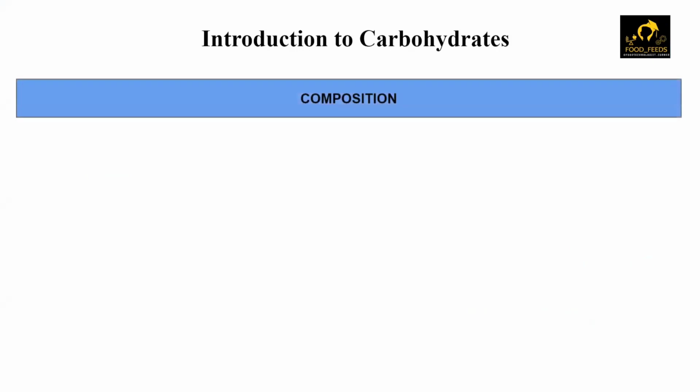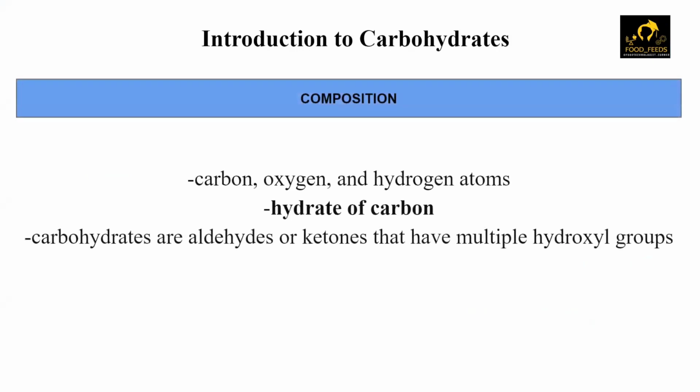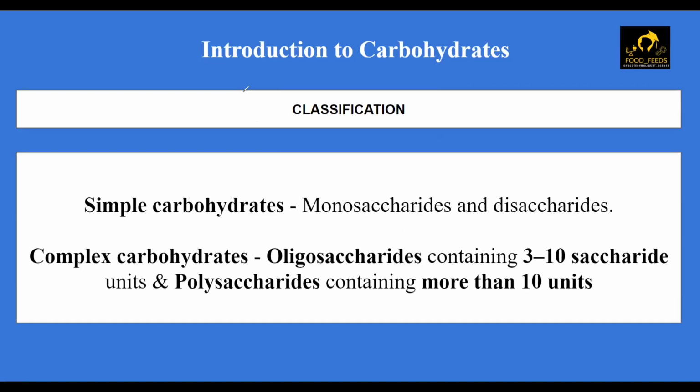Moving on to the next topic, what is the composition of carbohydrates? As you all know, it is made up of carbon, oxygen, and hydrogen atoms, and they are usually referred to as hydrates of carbon. Because of the presence of a functional group, whether it's an aldehyde group or a ketone group, the carbohydrates are named accordingly. So in the classification, majorly the carbohydrates are classified as simple carbohydrates and complex carbohydrates.